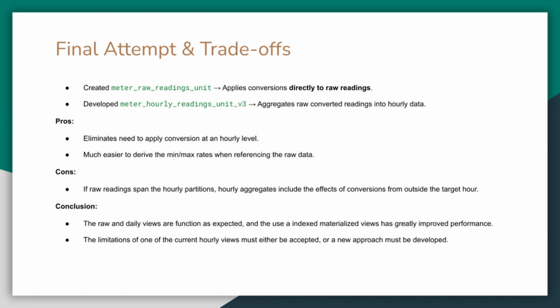This approach eliminates the need to apply conversions directly at the hourly level, since the raw readings are already converted and the hourly readings became an aggregate of those converted values. However, after observing several test cases, it became clear that this method also had its limitations, albeit somewhat of an inverse of the previous approach. When raw readings span across multiple hourly partitions, the hourly aggregates no longer reflect only the conversions that apply within the specific hour. Instead, they also include the effects of conversions applied to the portions of the raw readings that lie outside the hour being analyzed.